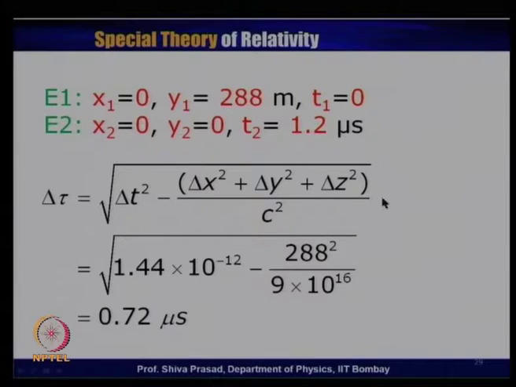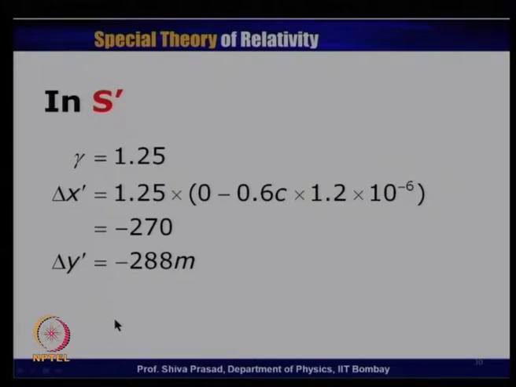I substitute in this equation delta t, which is the difference between these two, 1.2 microsecond. Delta x now is 0, delta y is 288, delta z is equal to 0. I substitute the value of c. I get this proper time interval to be equal to 0.72 microsecond. So, the proper time interval between these two events is 0.72 microsecond.